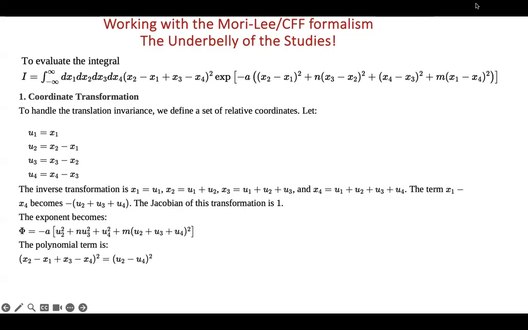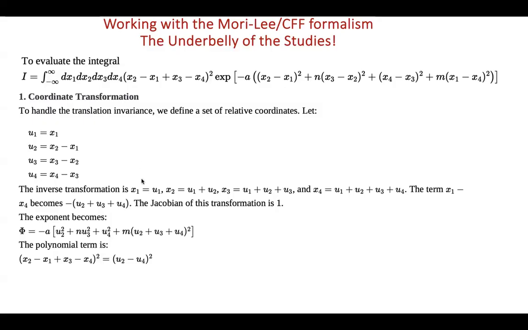And then the prefactor, the term x1 minus x4, this last term ends up being this term. Jacobian is 1. And the prefactor here ends up being u2 minus u4 squared. So this becomes your setup before we apply the formula-based solution.